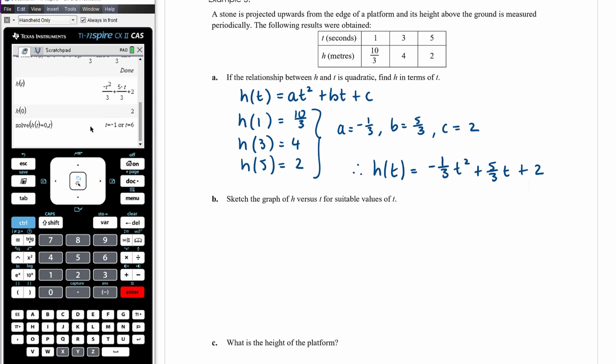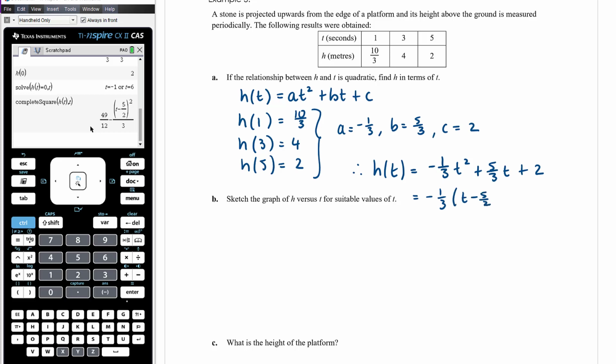Okay, negative 1 and 6. And if I want my turning point, I can complete the square. So menu 3, 5, h of t, comma t. Okay, so I know that this equation, I'm just going to write that turning point form out here. So h of t, actually I'll put it up here. This is also equal to, now the notation's a bit awkward, but it's still going to have a negative 1/3 there. It is t minus 5 on 2 squared, and then it is plus 49 on 12.